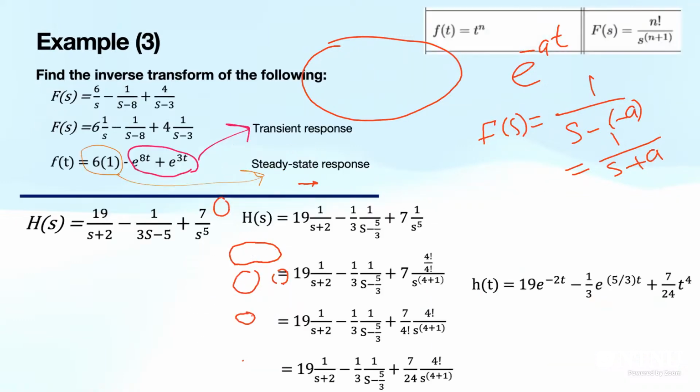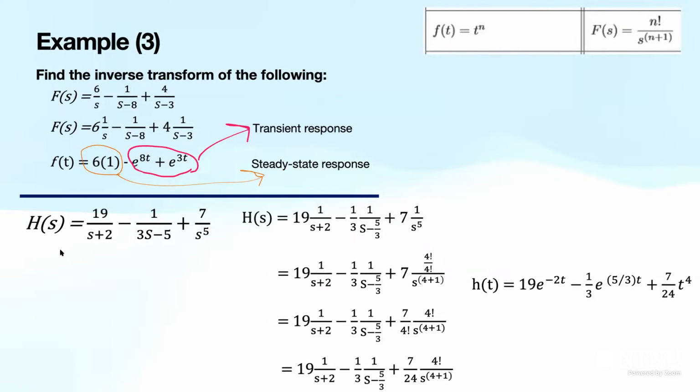Okay, we can go to the third example. In this example, find the inverse Laplace transform of the following forms. We will start with the first one here. This is F(s), 6 divided by s. So we need to get f(t). What will f(t) be? 6 divided by s is a constant. Remember, from the table, when it is 1, it will be 1 divided by s. So this one will be just 6, minus 1 divided by (s minus 8).